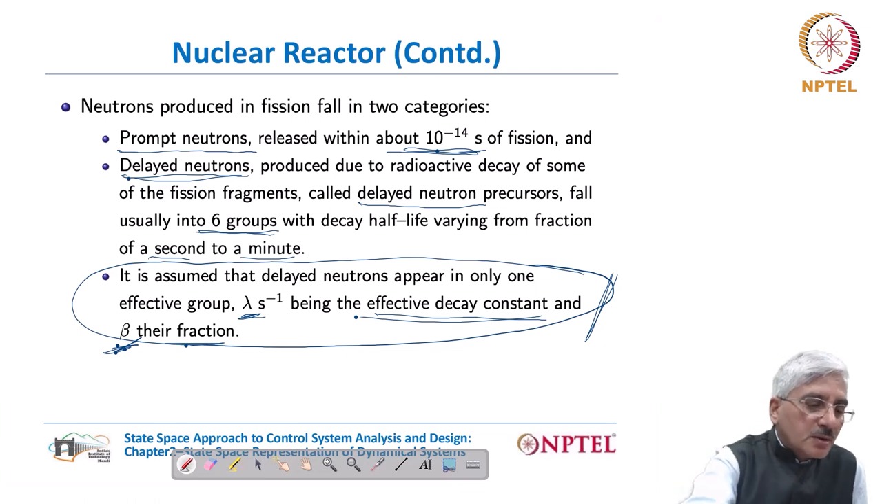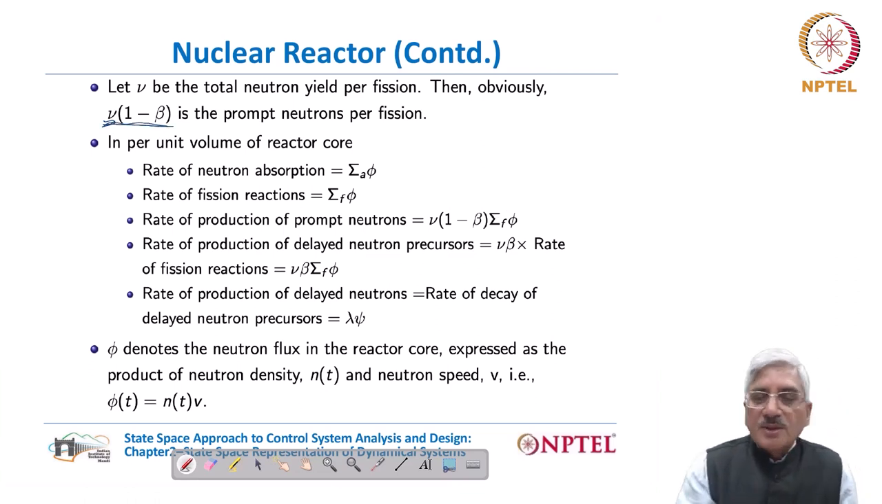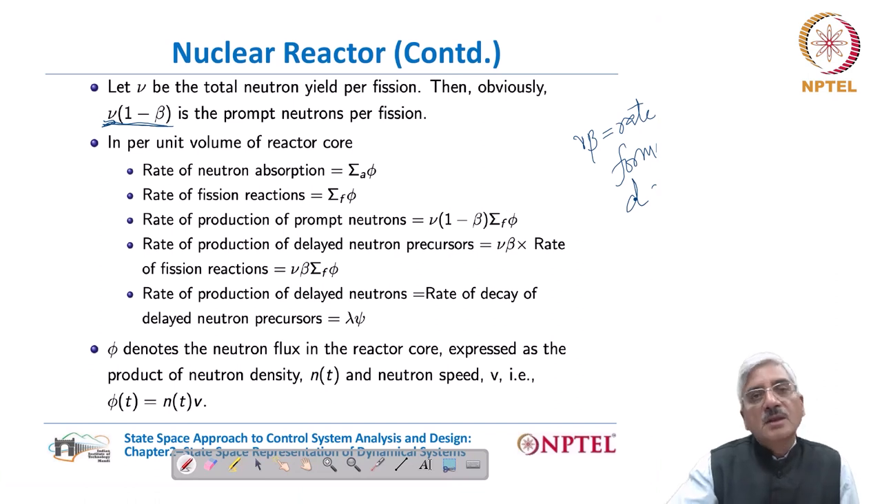So out of the total neutrons produced in the fission, which is nu on an average, nu times 1 minus beta will be the prompt neutrons and nu times beta will be the fraction of delayed neutrons. However, they will come through the decay of delayed neutron precursors. So nu times beta is the rate of formation of delayed neutron precursors, the rate of formation of delayed neutron precursor fission fragments.